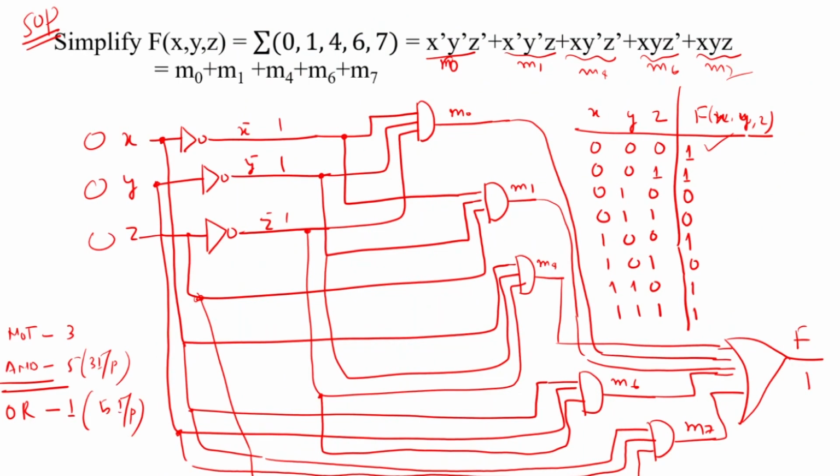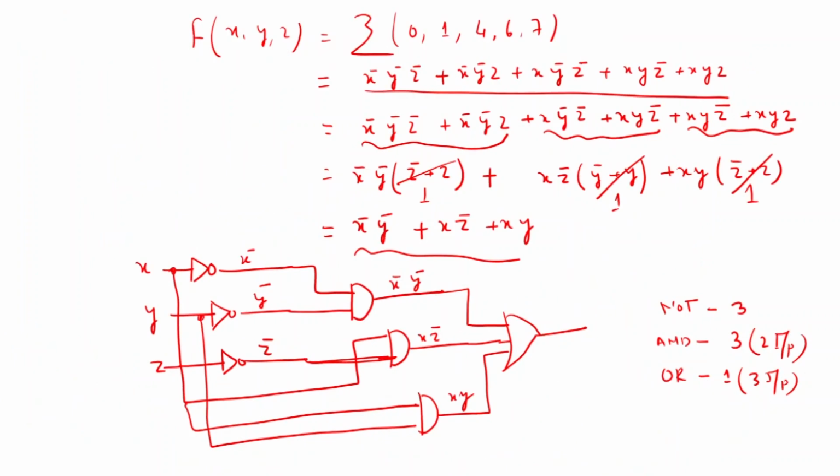In the previous example, when we implement the original function without minimizing it, the circuit becomes more complex, because 3 NOT gates are required, 5 AND gates each of 3 inputs, and 1 OR gate of 5 inputs. But when we implement the minimized form of the Boolean function, only 3 NOT gates are required, only 3 AND gates, each a 2 input AND gate. This reduces the number of inputs in the AND gates and also in the OR gate, because the OR gate requires only 3 inputs, and the result is the same.